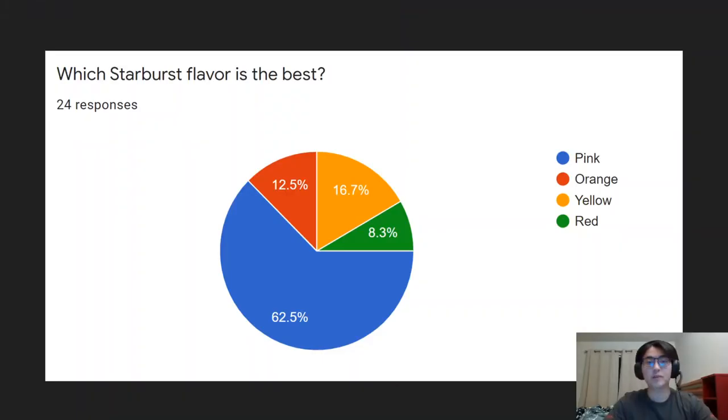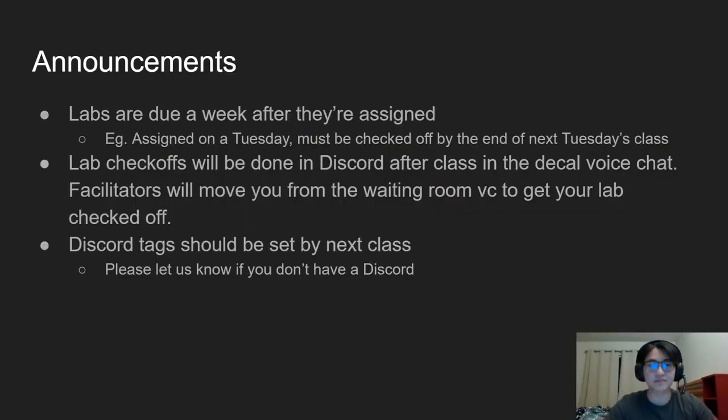Now before we jump into that, we're going to be talking about the poll that we did last time we met. So the poll was asking which Starburst flavor is the best. Now, first we have pink at 62.5%, then we have yellow at 16.7%, then orange trailing behind at 12.5%, and then lastly we have red at 8.3%. So apparently a lot of you have something against red, and I don't know.